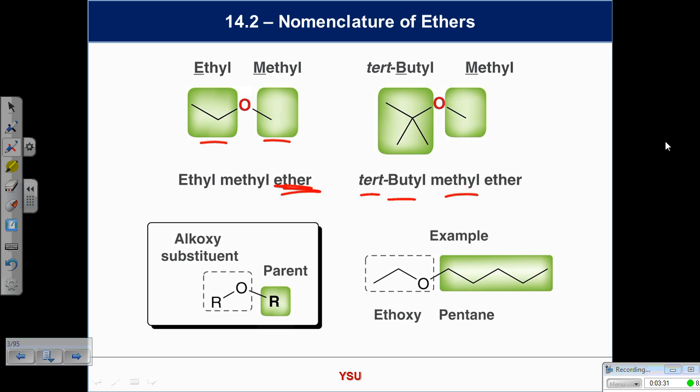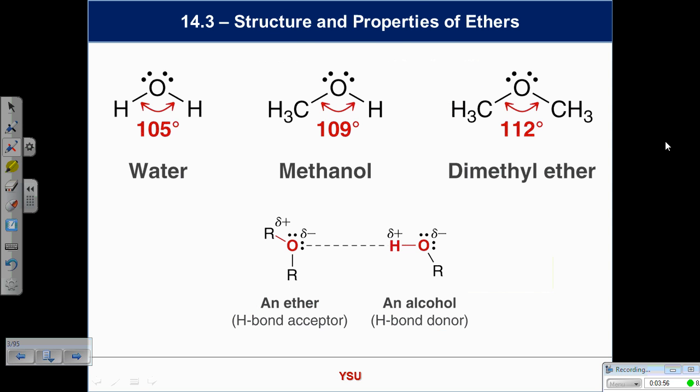Now, if things get a bit more complicated, we can also do the substitutive type of nomenclature like we did last year, where you call this thing something pentane, and you decide there's two carbons, so that's ethoxy. That's fairly easy, right? Oxygen, ethoxy, substituted on a pentane, so let's call it ethoxypentane. And again, you're not going to be tested on nomenclature a lot, but you need to be familiar with it to be able to converse in the subject.